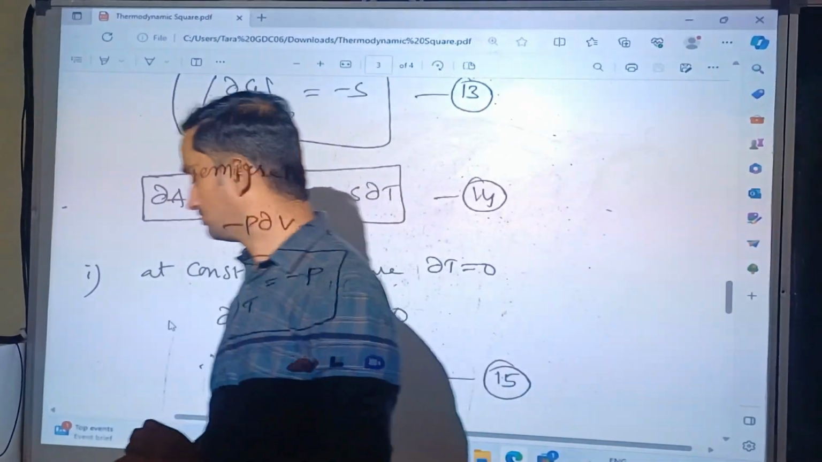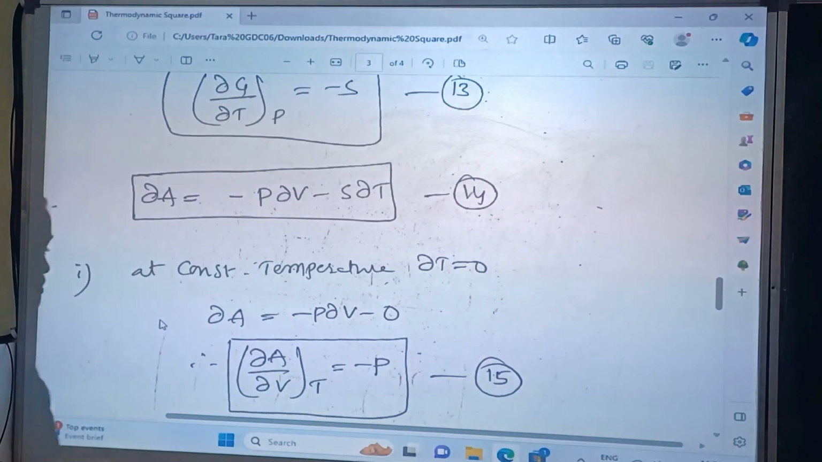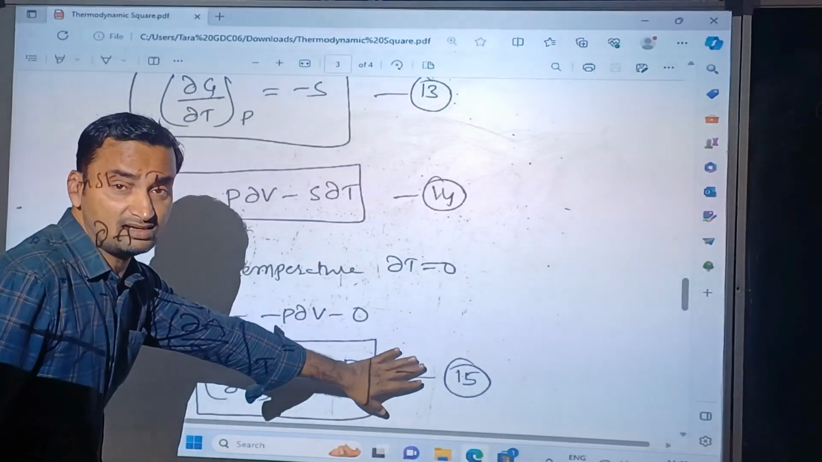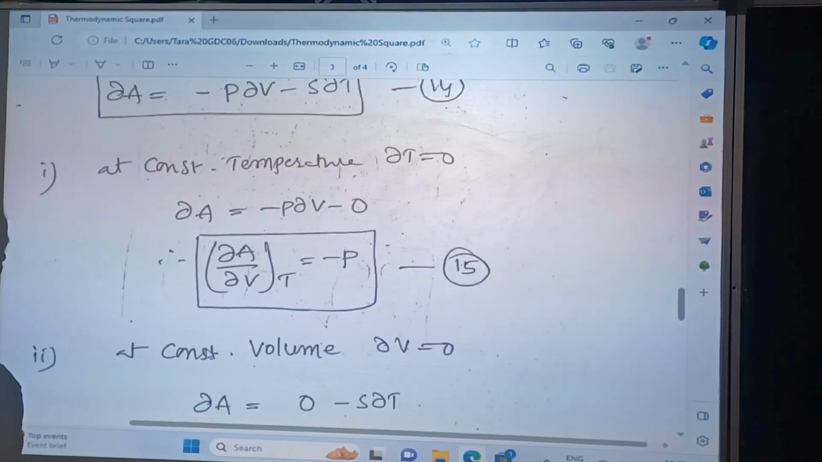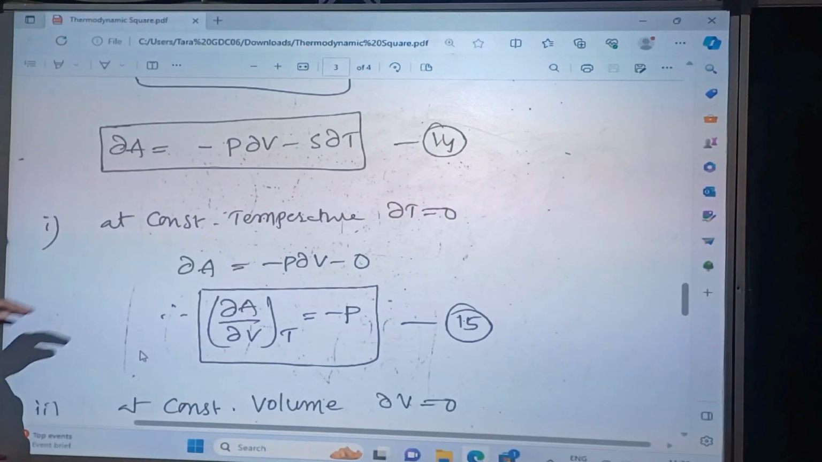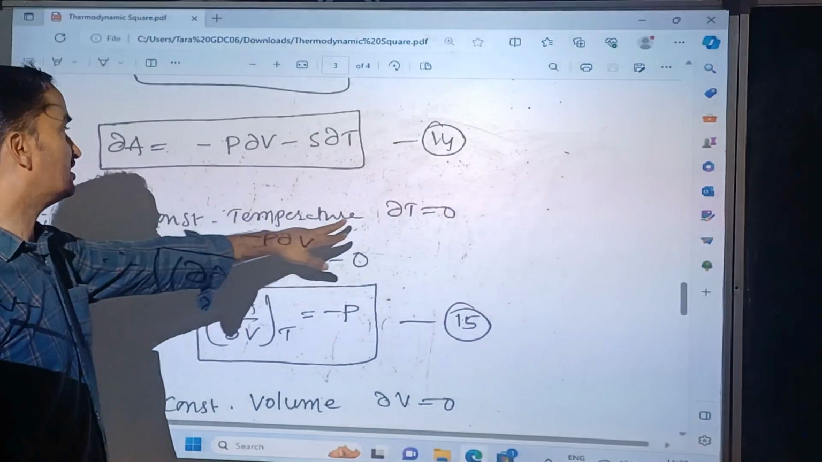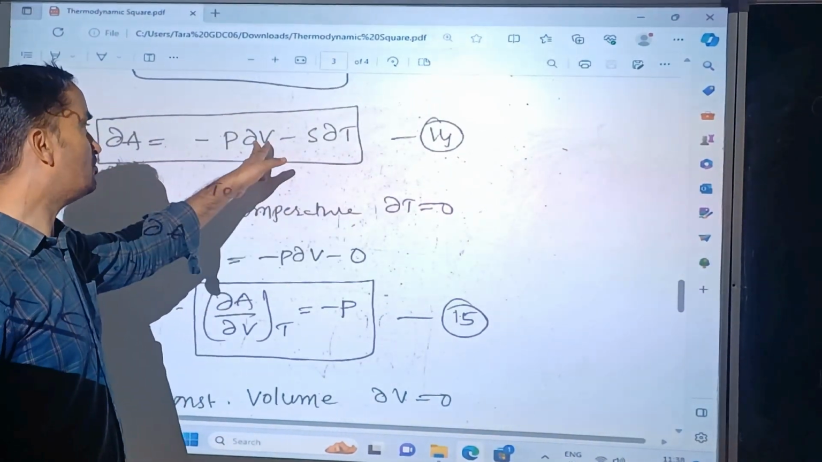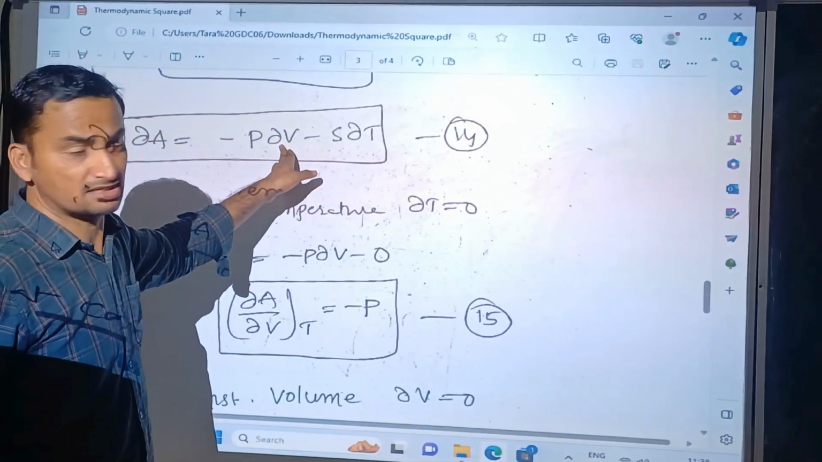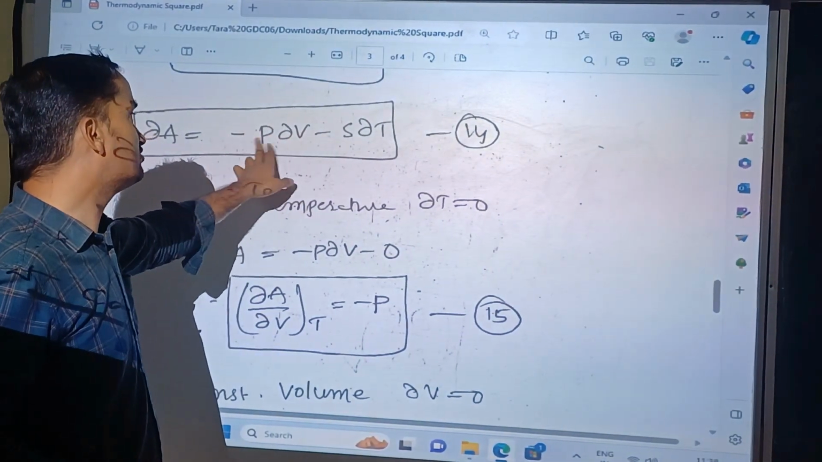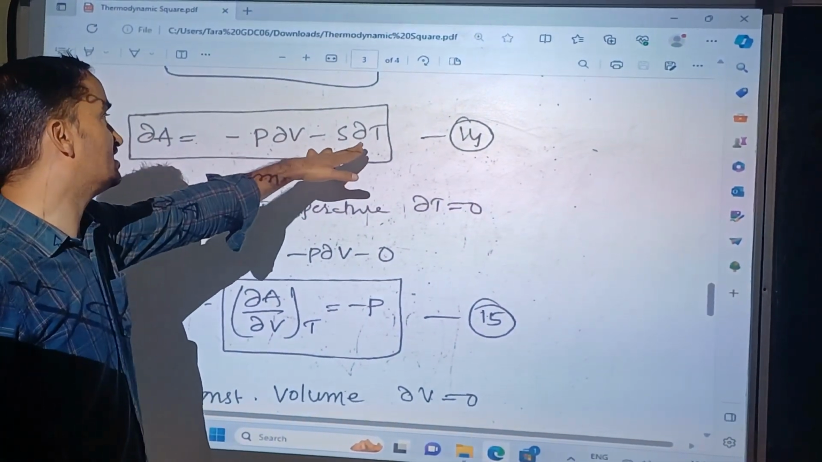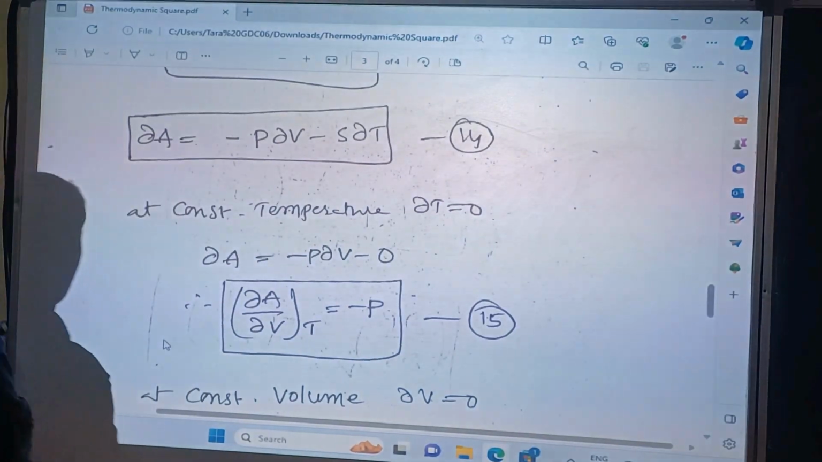Okay, clear about it, right? So this is the 15th one. Now we are going to get one more thing. We'll get one more. How? Just so we kept temperature as constant. Now we can keep also volume as constant. Now if we keep volume as constant, this term will be 0. So this will be 0. Dou A by dou T at constant volume equals minus S.